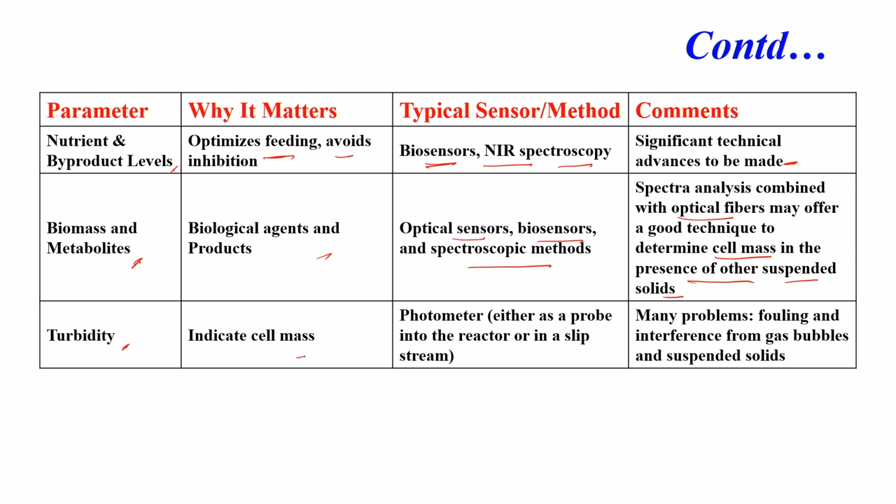Turbidity is another method to indicate the cell mass. For this we use a photometer, either as a probe in the reactor or in a slip stream. It has many problems, particularly fouling and interference from gas bubbles and suspended solids, because even if you are having a culture of, let us say, fungus, it is difficult to measure the turbidity. This method works well as long as you are working with bacterial culture.